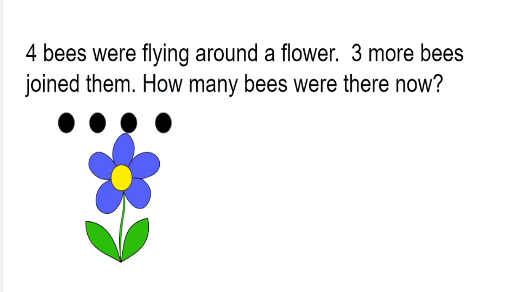flying around the flower, and then 3 bees joined them. 1, 2, 3 more bees joined them. How many bees are there now? So we're going to count the dots. 1, 2, 3, 4, 5, 6, 7 bees altogether.